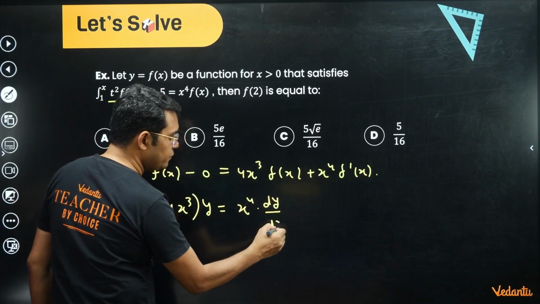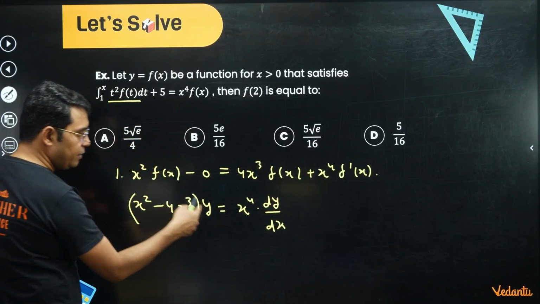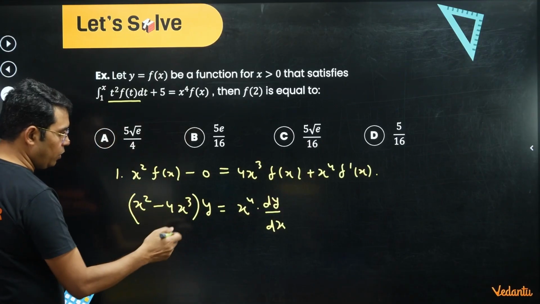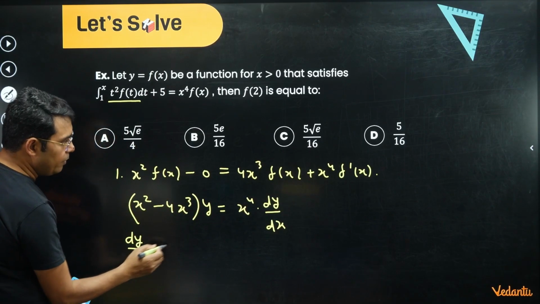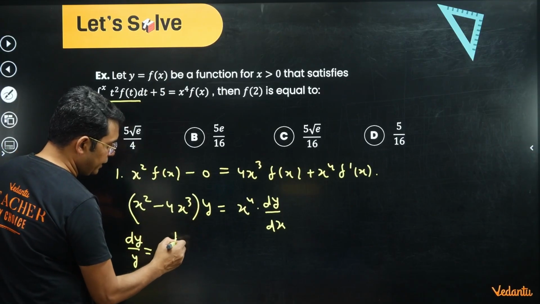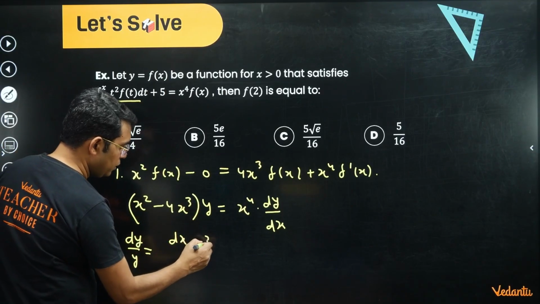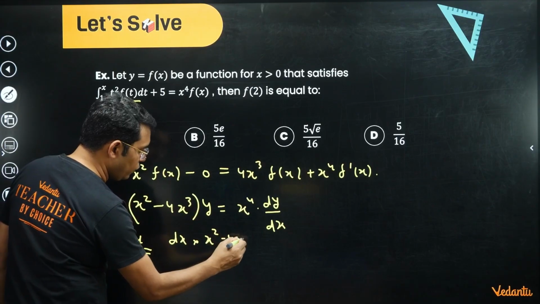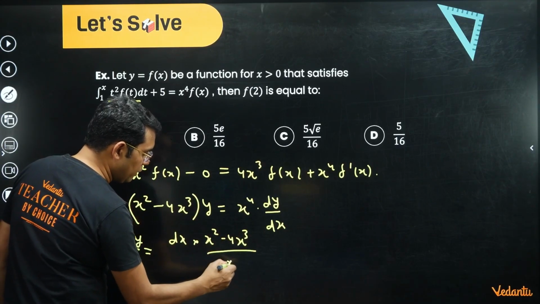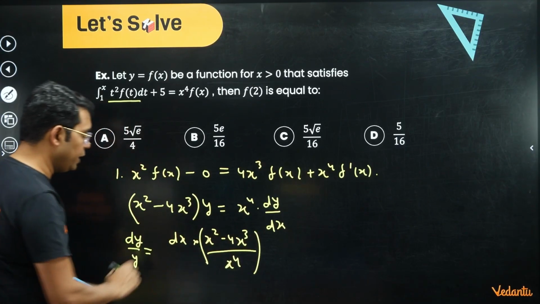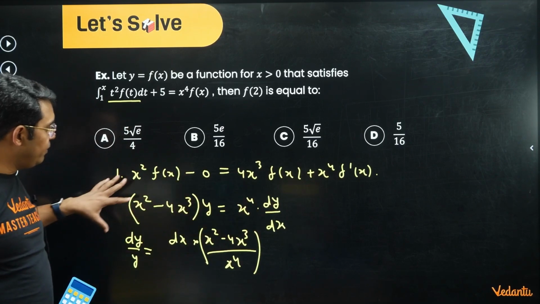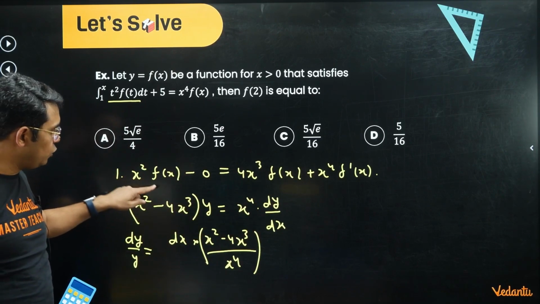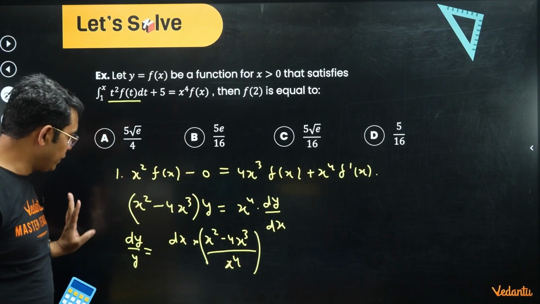Now I think it is variable separable. Bring y to one side and x to the other. So dy upon y will be equal to dx into x squared minus 4x cubed upon x to the power 4. Let me check once again. y goes to that side, dy upon y, and dx comes here, with x squared minus 4x cubed upon x to the power 4. Yes, that is perfectly fine.